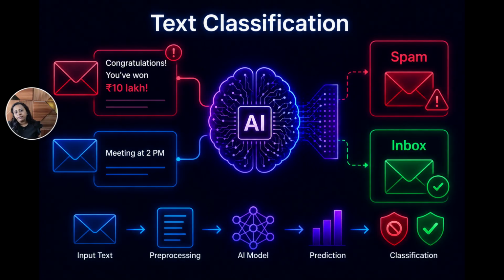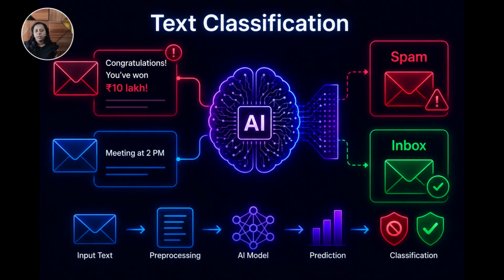In text classification, the goal is to assign text to predefined categories. For example, an email having the subject, congratulations, you won 10 lakhs. It has to go to spam. There is another email with the subject, meeting at 2 p.m. It has to go to inbox. In the real world, Gmail spam detection is one of the most common text classification systems.